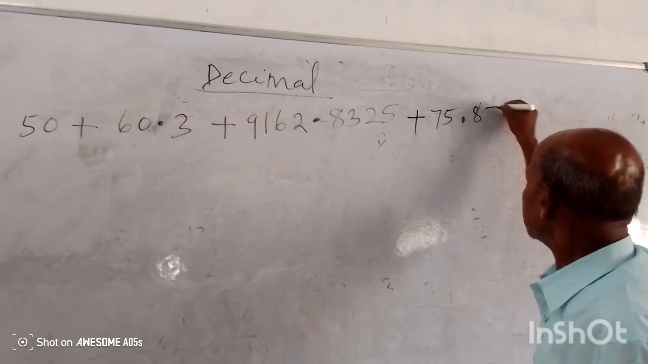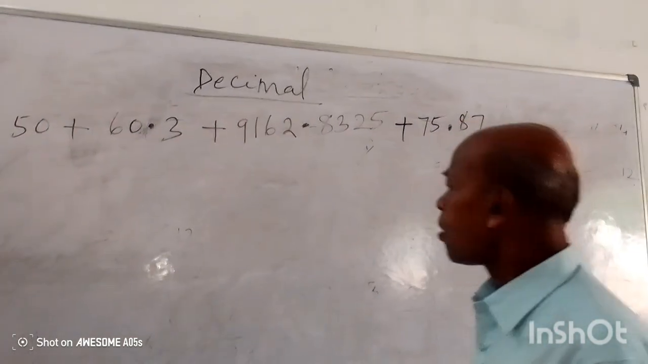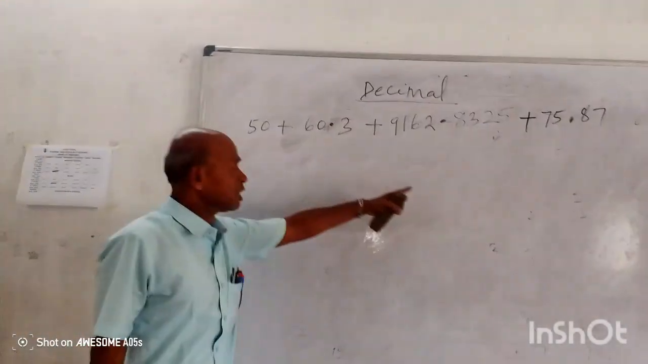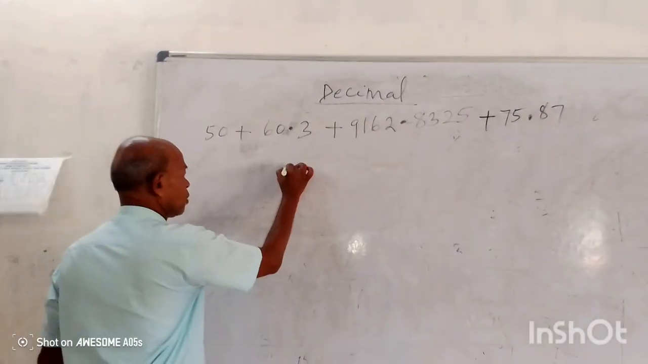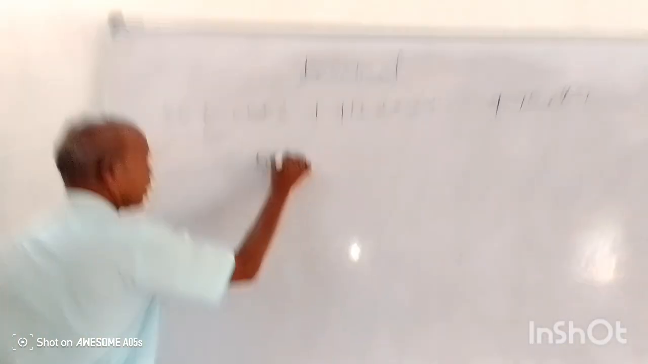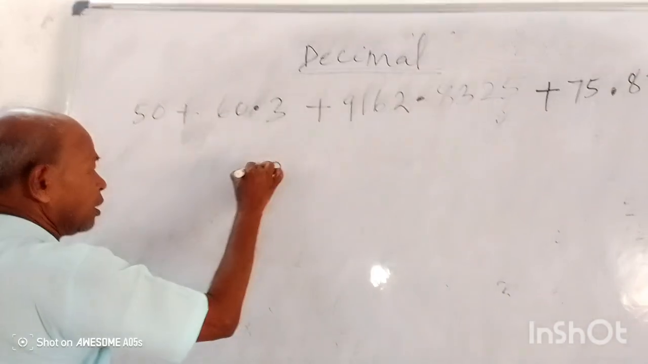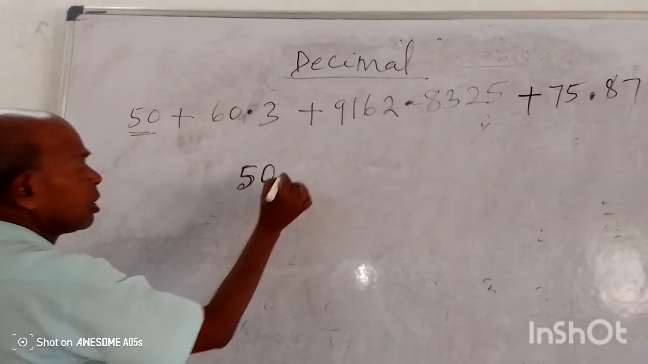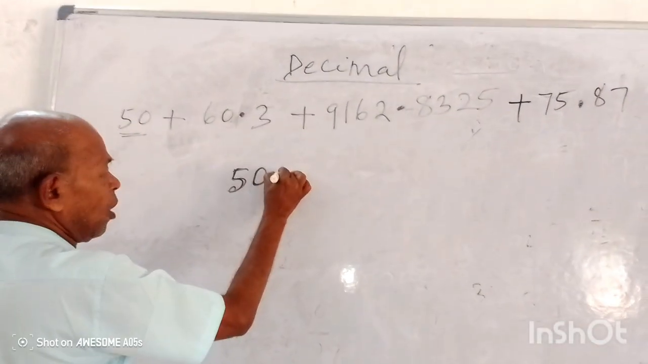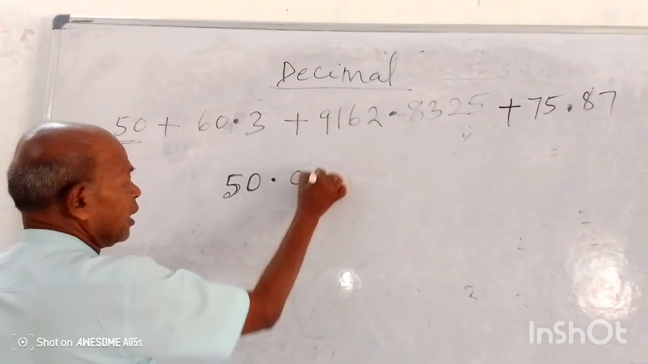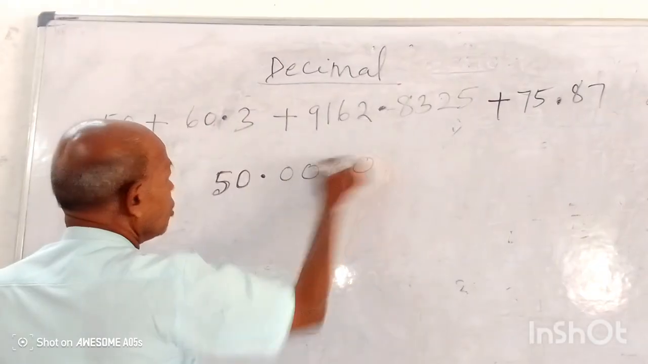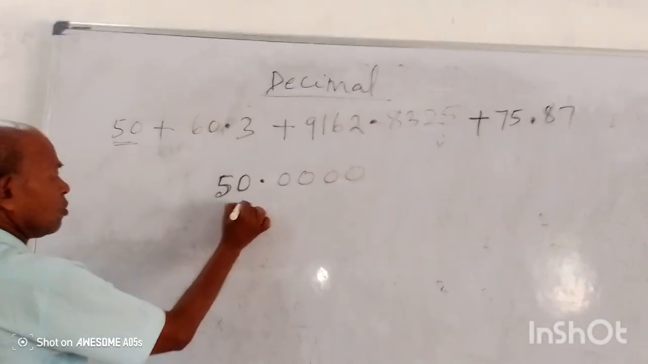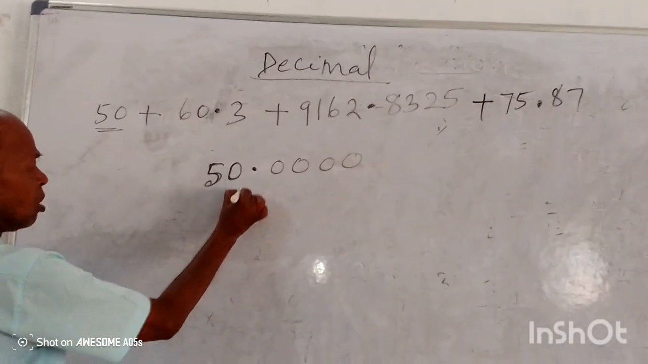Suppose this is your 87. Now, in order to arrange, we will write all these quantities column wise. First you write 50. Now 50 is only a whole number, so you put a decimal point. Then you can write any number of 0s. Now this is the 60.3, so here you write 0.